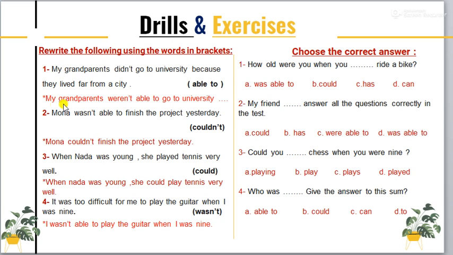Number 1, the answer is my grandparents weren't able to go to university because they lived far from a city. Number 2, Mona couldn't finish the project yesterday. Number 3, when Nada was young, she could play tennis very well. Number 4, I wasn't able to play the guitar when I was 9.